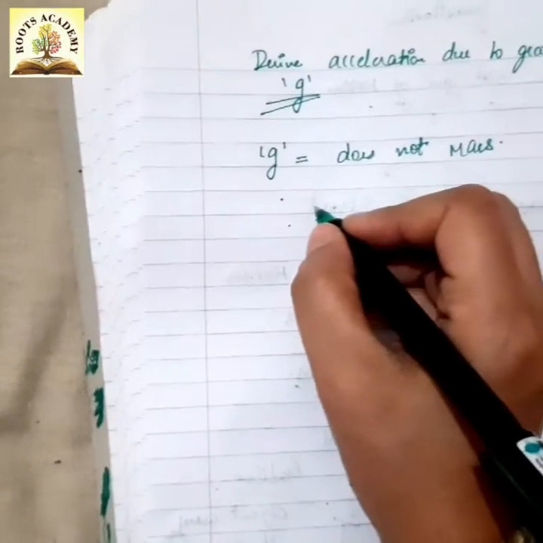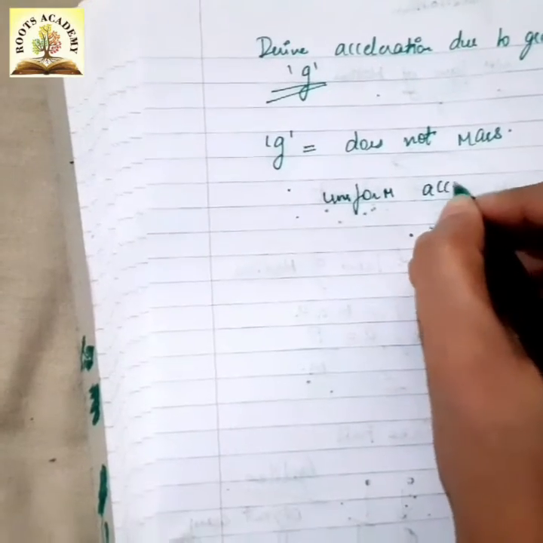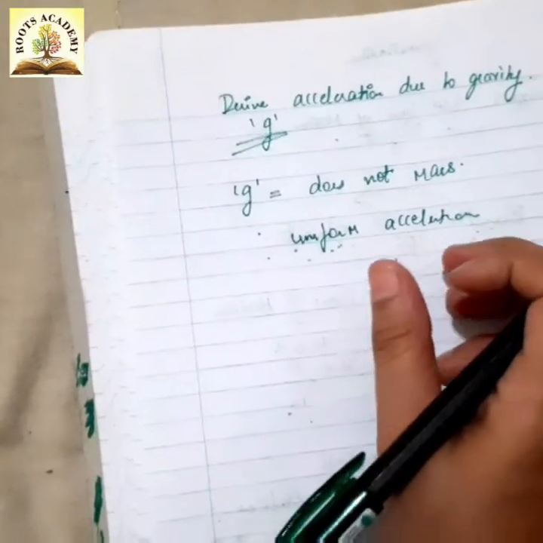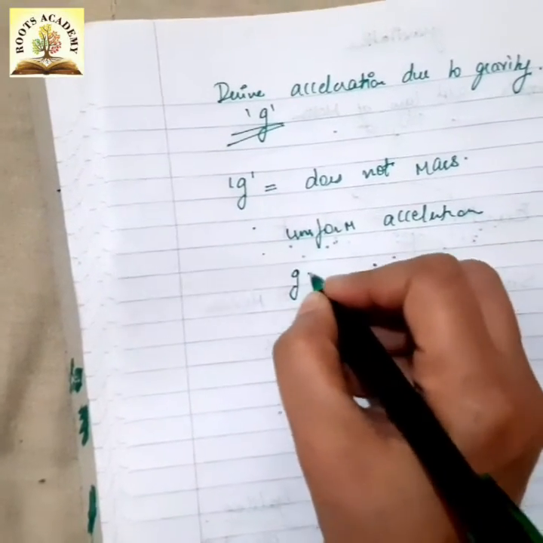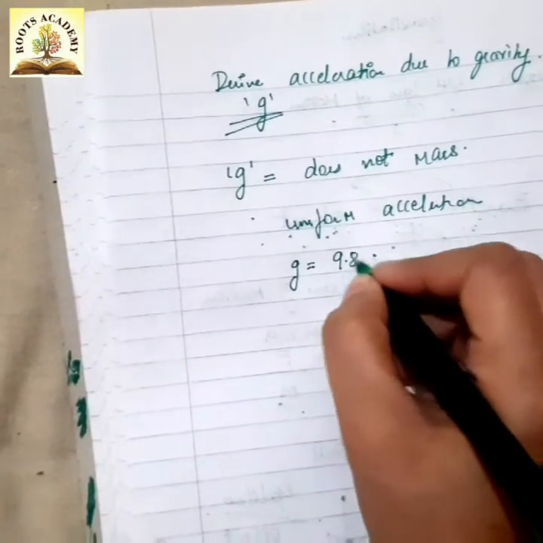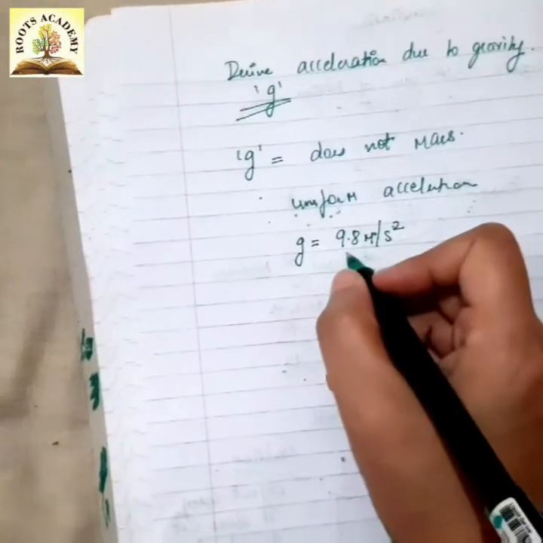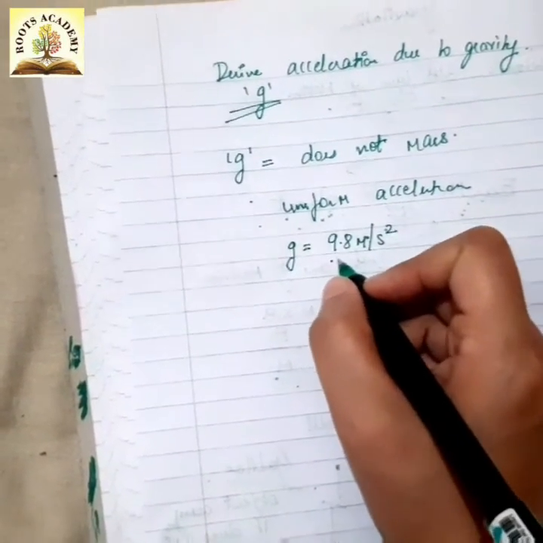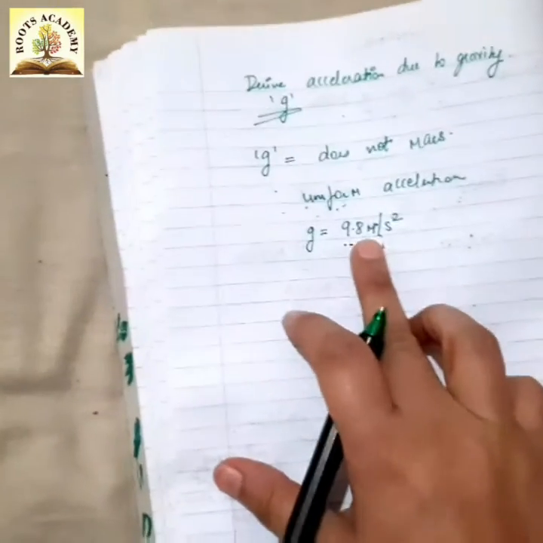There is a uniform acceleration. Uniform acceleration means there is a constant change in the velocity. And the g value, you know, is 9.8 meters per second squared. It means there is a velocity change of 9.8 meters per second. The change in the velocity is 9.8 meters per second.